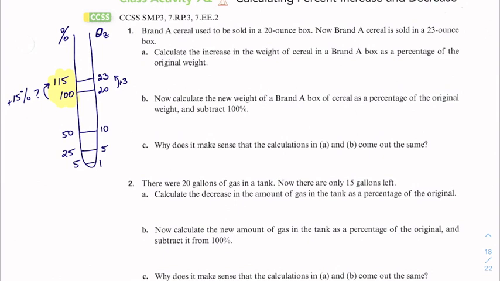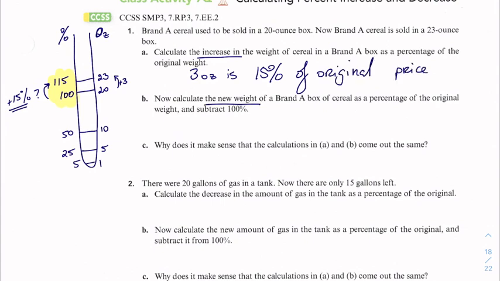Now that we've made sense of this, let's see. Calculate the increase in the weight of a cereal box as a percentage of the original weight. So we want to know the increase as a percentage of the original weight, which is this part that we found out. So 3 ounces is 15% of the original price. Now, calculate the new weight of brand A box of cereal as a percent of the original price. We calculated the new price there. So that is 115% of the original price. And then it says subtract 100, and we get 15%.